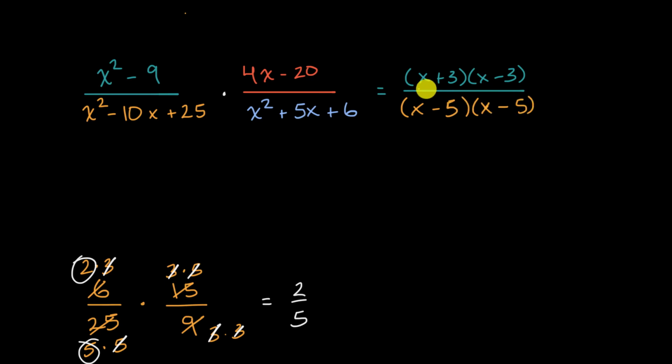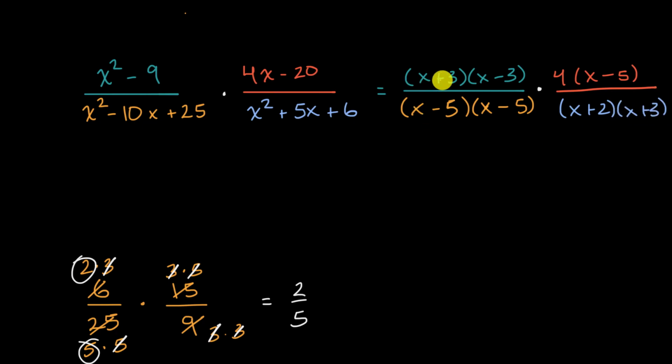If what I'm just doing here with the factoring is not making sense, I encourage you to review factoring on Khan Academy. And then we multiply that times, let's see, in this numerator here, I can factor out a 4. So that's going to be 4 times x minus 5, which is going to be useful. I have an x minus 5 there, x minus 5 there. And then that's going to be over this expression over here. 2 plus 3 is 5. 2 times 3 is 6. So it's going to be x plus 2 times x plus 3.